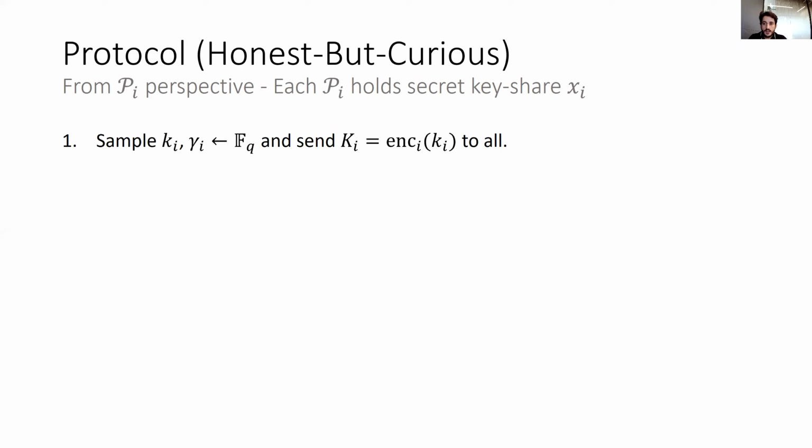So in round 1, the parties initiate the multiplication between the k's and the x's, and between the k's and the gammas, by sending encryptions of k_i under their own key to all other parties.